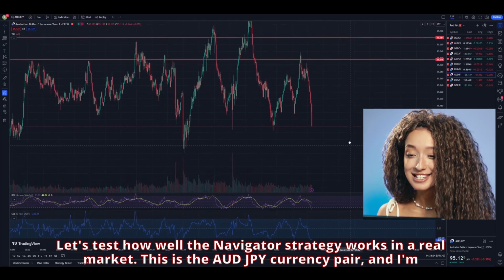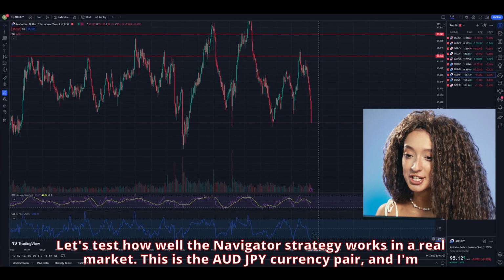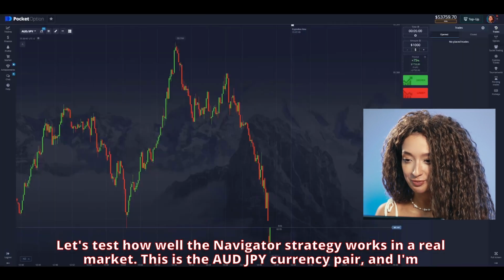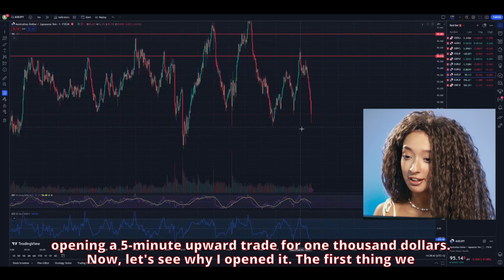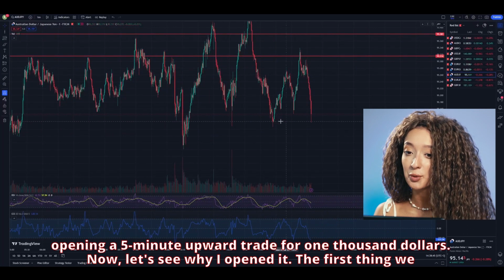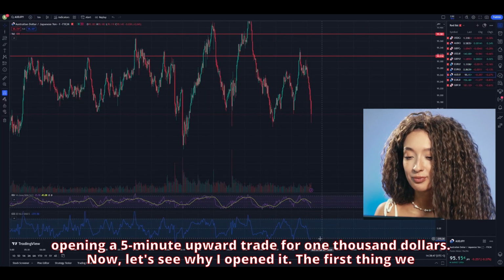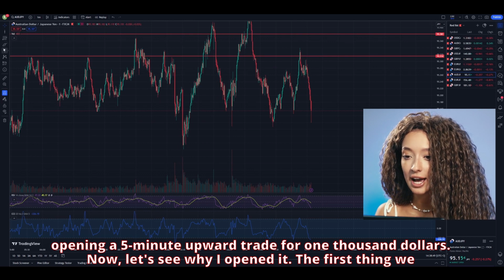So, let's test how well the Navigator strategy works in a real market. This is the euro and Japanese yen currency pair, and I'm opening a 5-minute upward trade for $1,000. Now, let's see why I opened it.